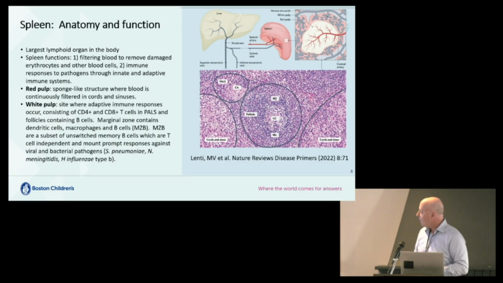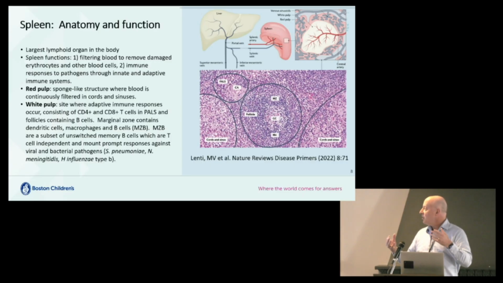The white pulp, shown down here in the middle, consists of T lymphocytes and B lymphocytes as well as dendritic cells, and that's the site where the adaptive immune responses occur. So all of that blood filters through the spleen, and that allows the immune system to survey the blood for the presence of pathogens. If different pathogens are detected, then you'll get development of specific antibodies against those pathogens, which are highly specific and help to clear infections.